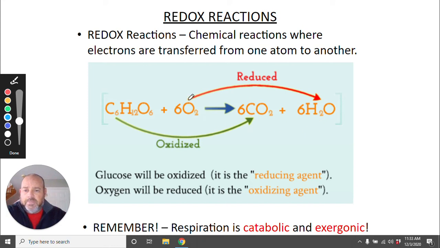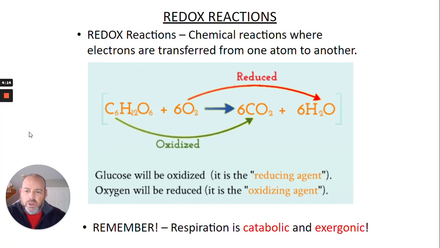So the oxygen that we take in gets reduced by taking up the hydrogens and making water. Okay, and then the sugar that we break down gets oxidized and becomes carbon dioxide, which we will then blast out of our mouths for the plants and help that process keep going. Okay, so glucose will be oxidized, oxygen will be reduced. Okay, and so respiration is catabolic and exergonic. We just talked about that in the other set of notes.